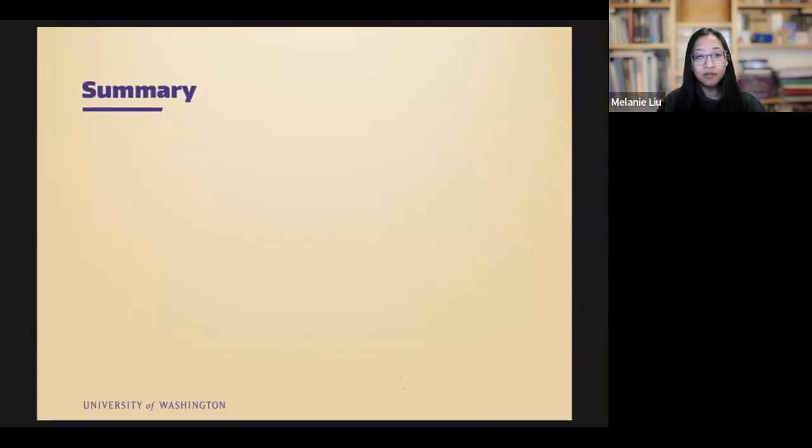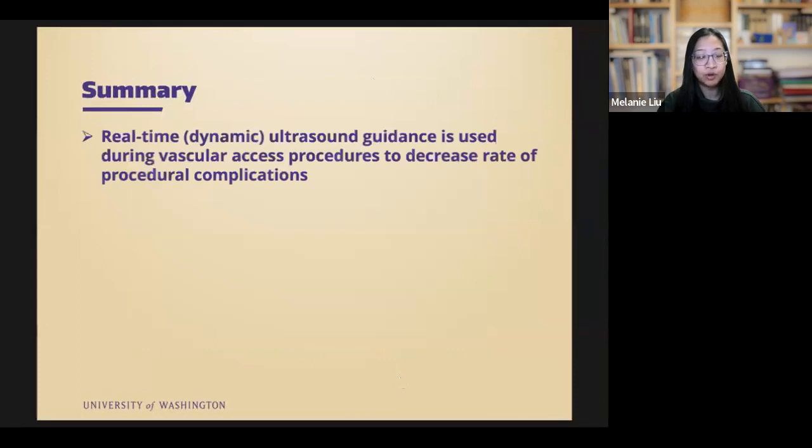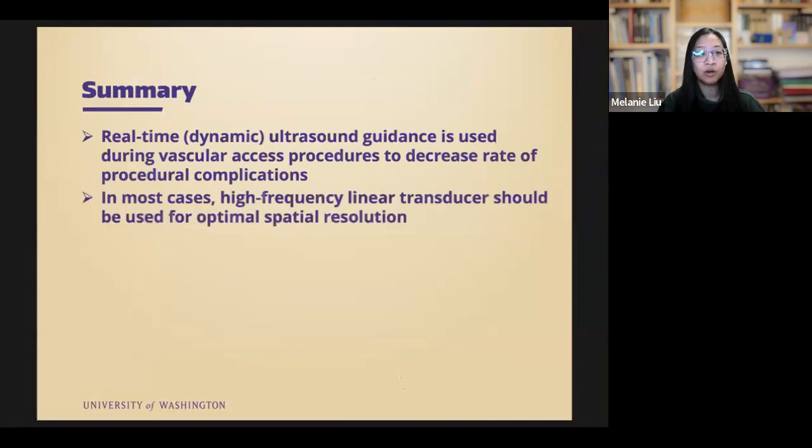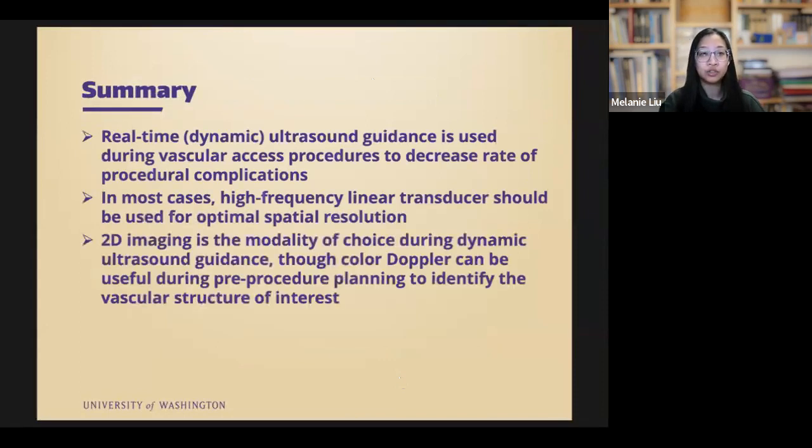Okay, so I think that's all I have. So I'm happy to take some questions at the end. And just in summary, real-time ultrasound guidance is used during vascular access procedures to decrease the rate of procedural complications. In most cases, you should be using the high-frequency linear transducer for optimal spatial resolution. And 2D imaging is really the modality of choice during dynamic ultrasound guidance, although color Doppler can be useful during the pre-procedure scanning to identify the structure of interest.